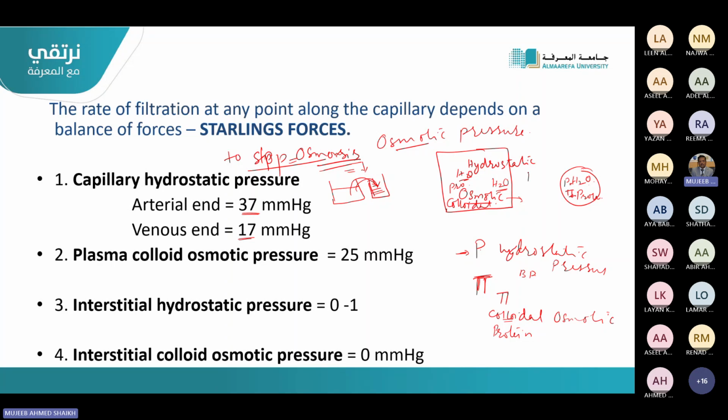Similarly, outside also, because of water, there will be hydrostatic pressure. And because of protein, if they are there outside, there could be colloidal osmotic pressure. Now two pressures become four: two inside and two outside. Both of them are the same actually. So capillary hydrostatic pressure is the hydrostatic pressure because of the blood or water or plasma. Then there is a plasma colloidal osmotic pressure because of the plasma protein.